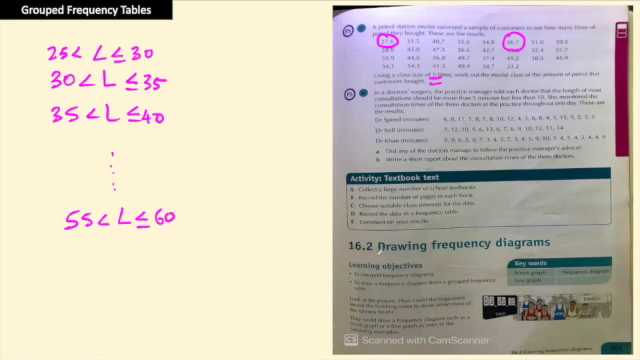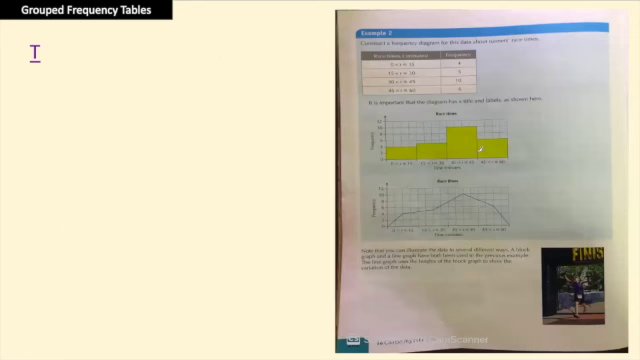Moving on to second lesson, 16.2, drawing frequency diagrams, which means you will be given a table with intervals and frequency, or you will be given data and then you have to complete the table and mark the frequency. For example, this is a table given with intervals and frequency here on the second column. At first, we can mark a histogram. What is a histogram? It is a graphical representation of data using bars. But there is a difference between a bar graph and a histogram.